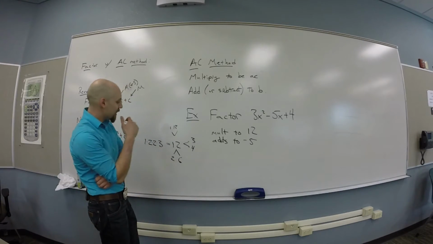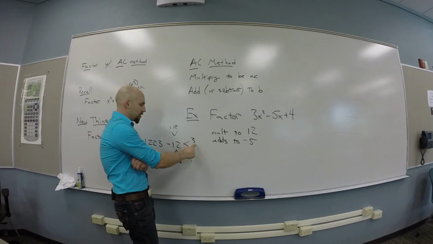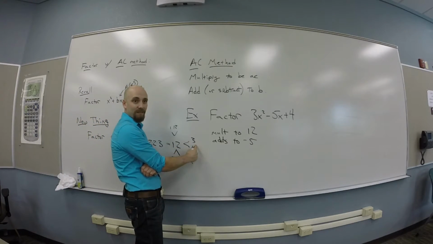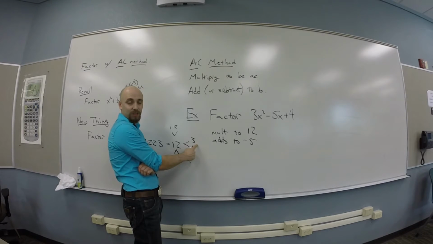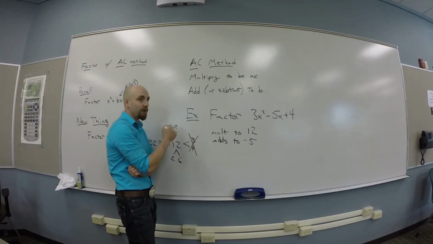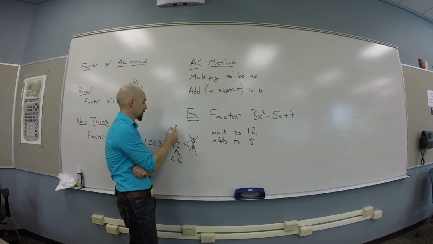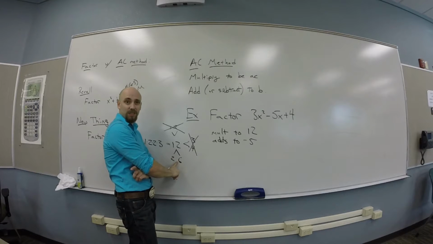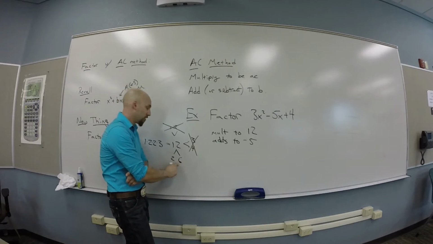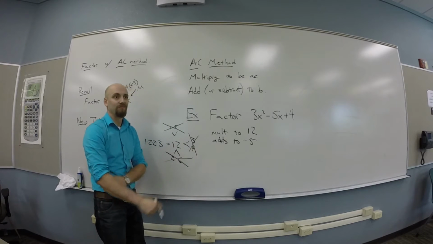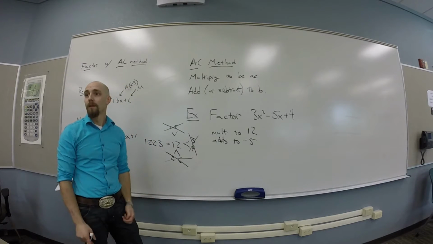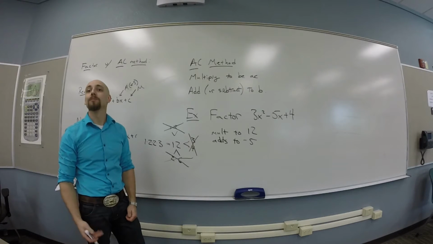And then we're asking, okay, they need to add to negative 5. What can these two add to? 7 or 1. That's all I can get out of the 3 and 4, so that one ain't going to do it. How about 1 and 12? You can get 13 or 11, plus or minus, and that's still not 5. 2 and 6? You can get 8 or 4. So it's not factorable, at least I can't factor it conveniently. This method doesn't work on it.